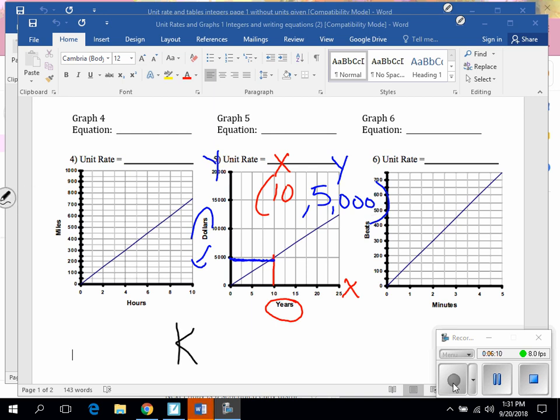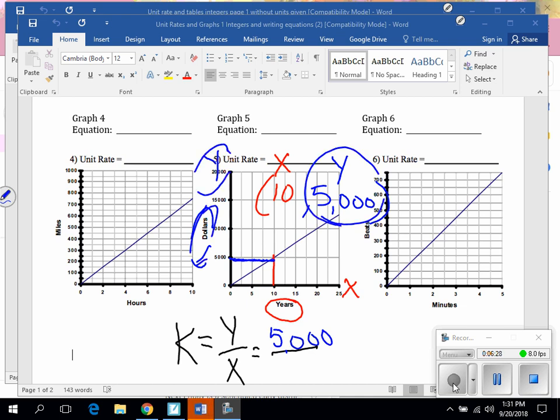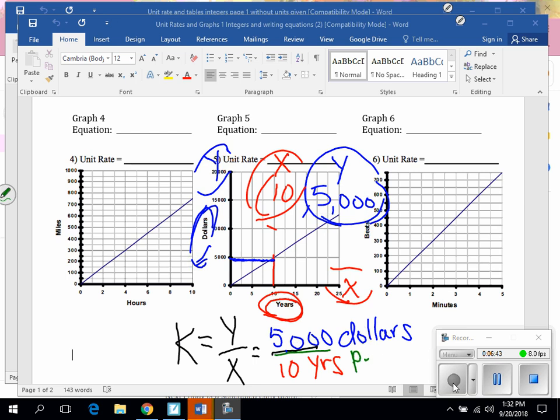The formula for unit rate is k equals y divided by x. Remember, unit rate, another word for that is constant of proportionality. In for y, I'm going to put the number 5,000. 5,000 goes with y, and the y goes with dollars. The x value is 10, and 10 goes with years, or x goes with years. And then in between, for the fraction bar, I'm going to put the word per, dollars per year, and then we're going to divide. I'm going to go to my smart notebook for this.